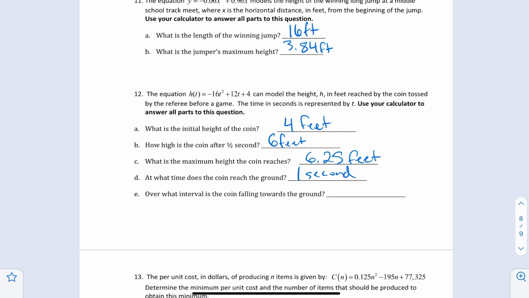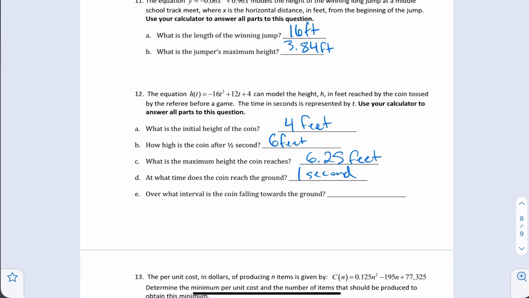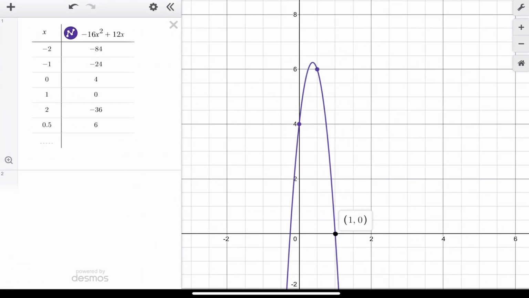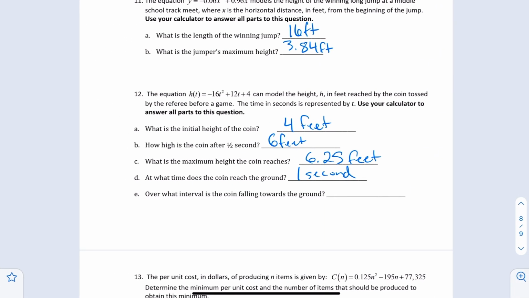Then it wants to know what is the interval that the coin is falling towards the ground. So from what time is it decreasing? And it looks like from 0.375 seconds all the way to 1 second, we are decreasing. My graph is going down from an x input of 0.375 all the way to 1. So the interval of decrease is 0.375 seconds to 1 second. And there's my interval of decrease.